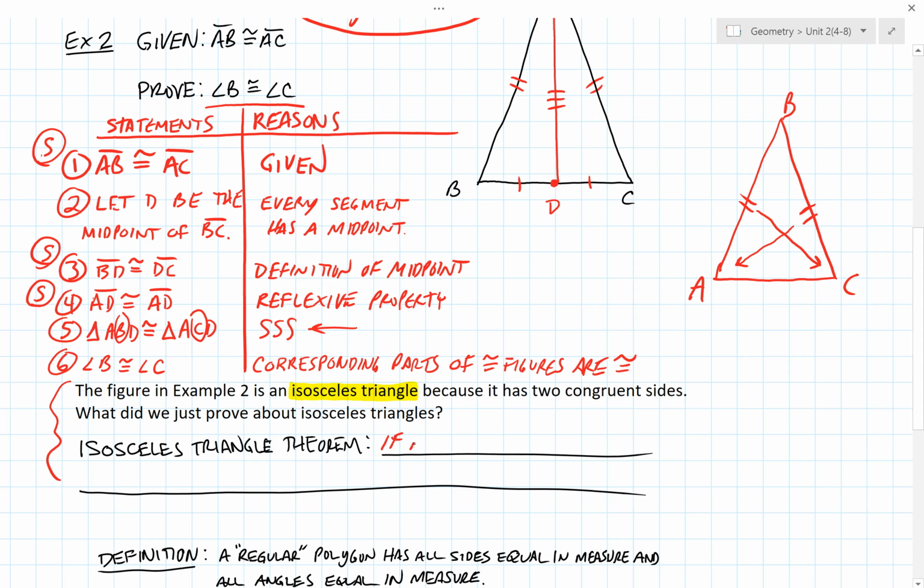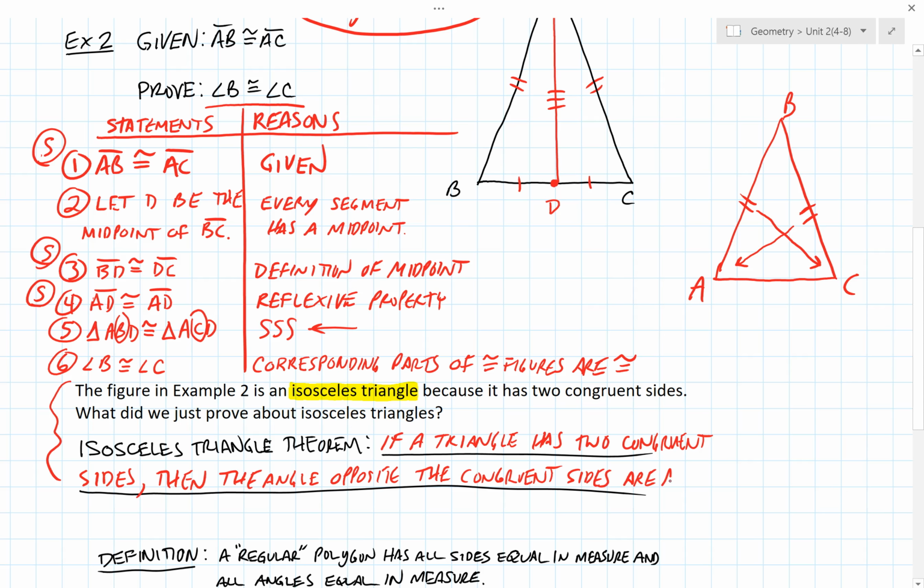So I'm going to state it this way. I'm going to say if a triangle has two congruent sides, then the angles opposite the congruent sides are also congruent.